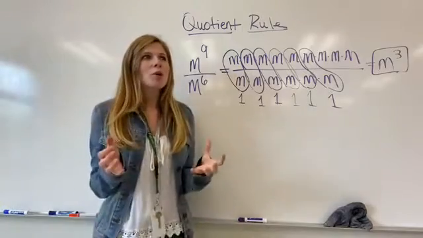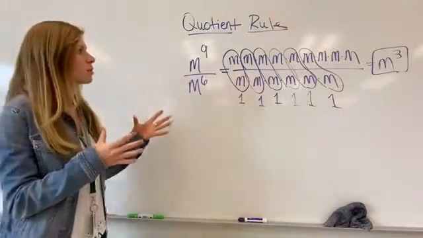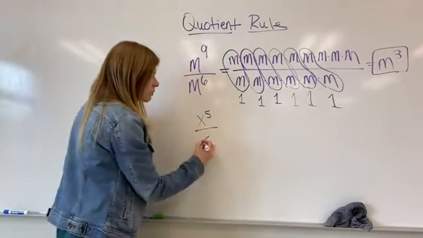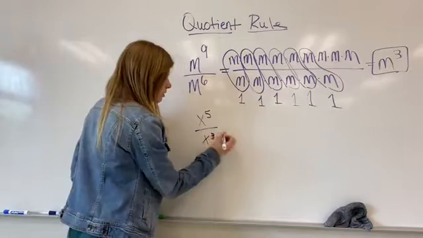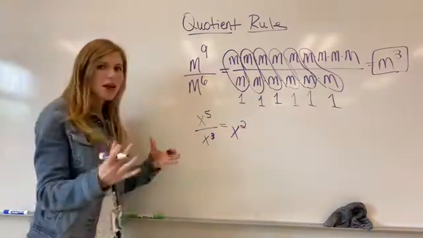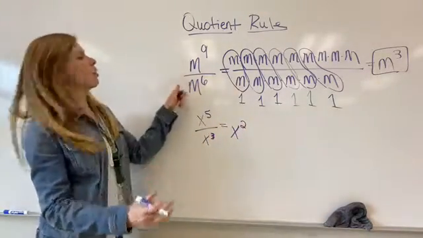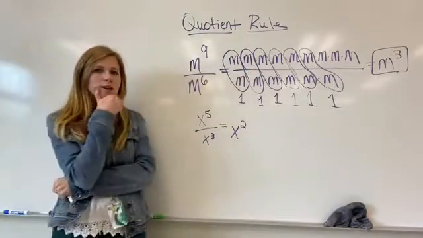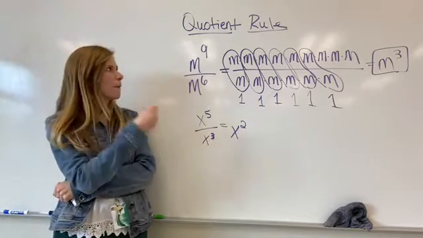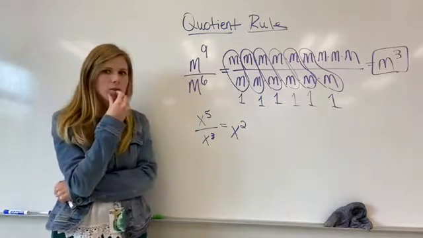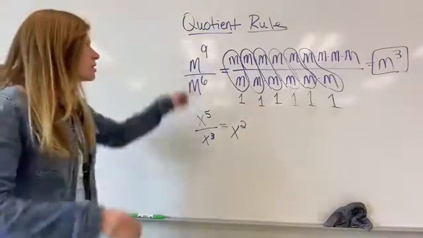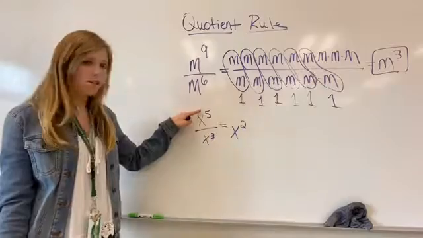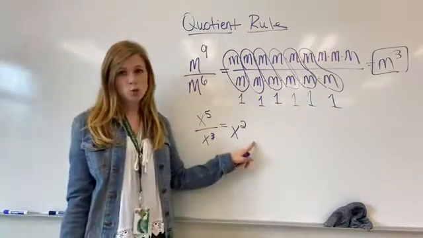So what do we notice is happening in these problems? Before, we had x to the 5th divided by x to the 3rd, and we got x squared. Now we have m to the 9th divided by m to the 6th, and we got m cubed. What do you notice about the answer? What I hope you notice is that 9 minus 6 gives me 3. 5 minus 3 gives me 2.